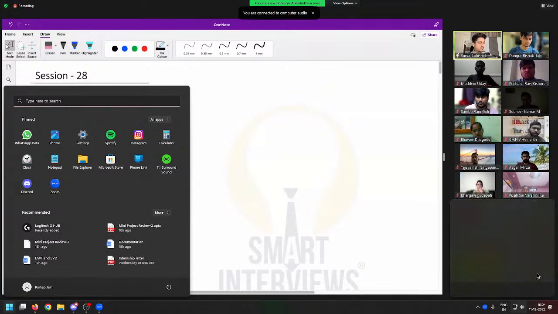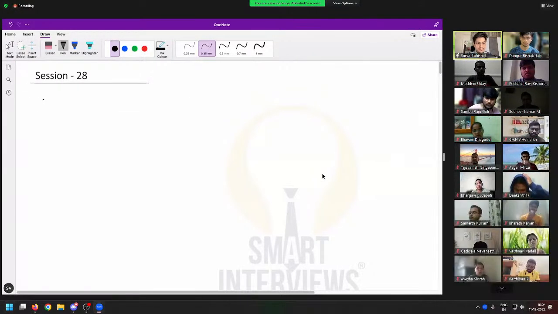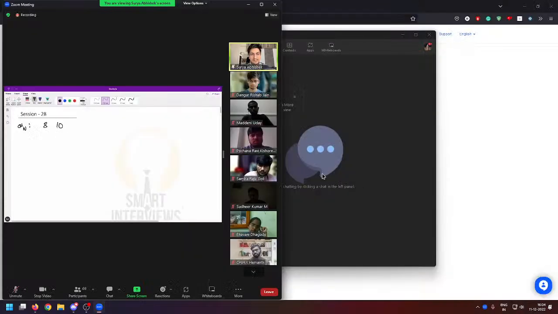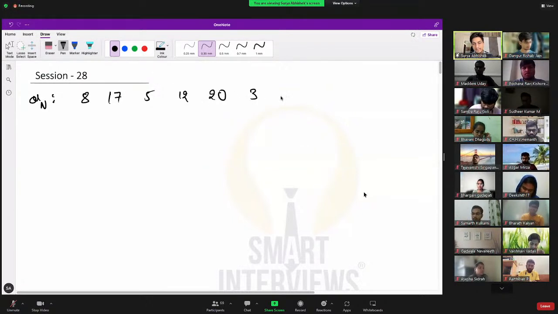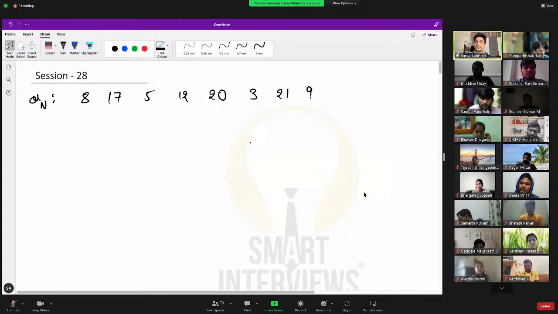Focus. Let's begin with our first problem for today. You're given an array of size n. Let's say the elements that you were given are something like this: 8, 17, 5, 12, 20, 3, and instead of 13, we'll go with 21 and 9. You're given an array of size n.